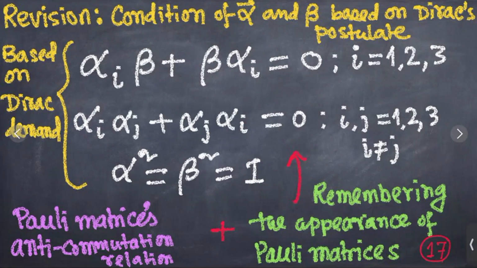But if something like this holds, it seems this is not commutative, so this is the relation we call the anti-commutation relation. Exactly. So it was already known that the spin matrices, the sigma matrices, also had this anti-commutation relation.